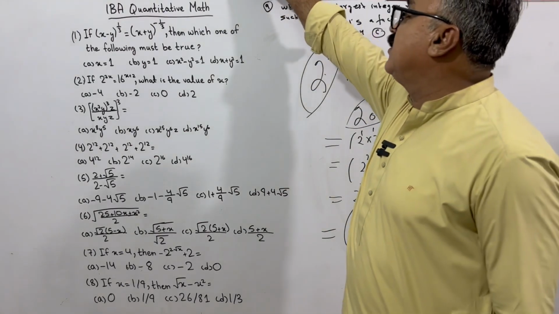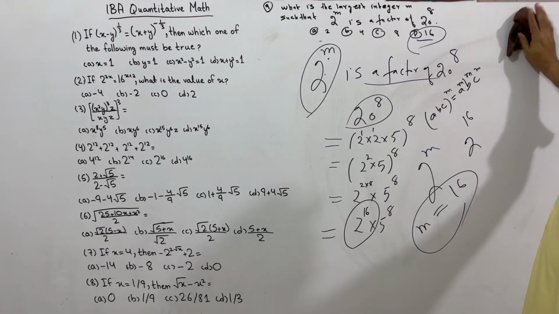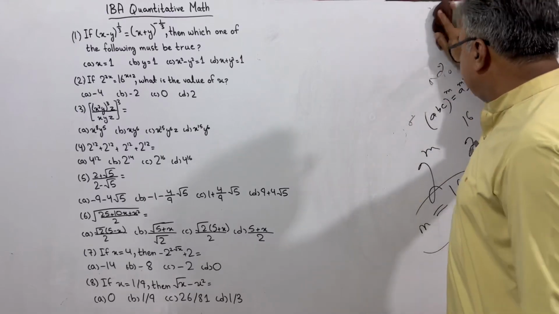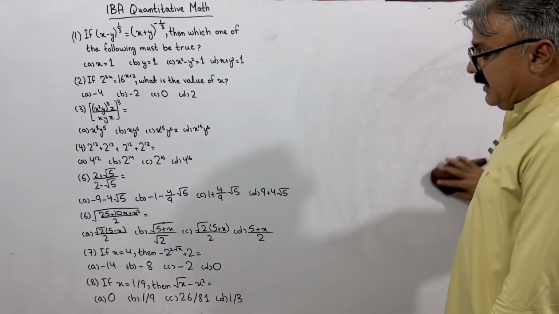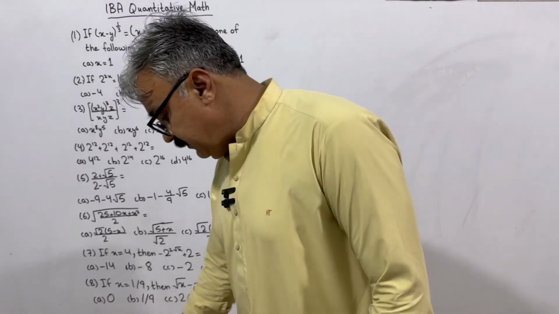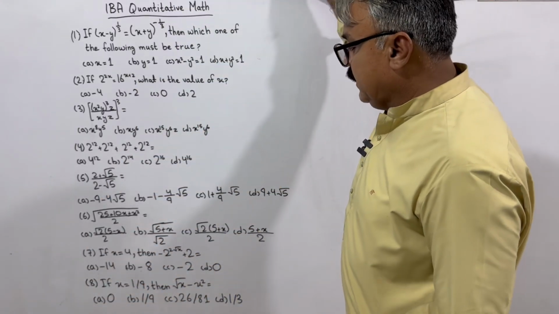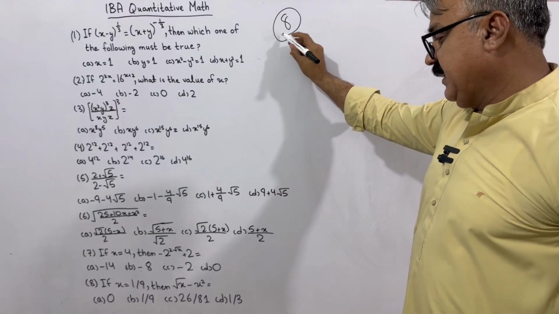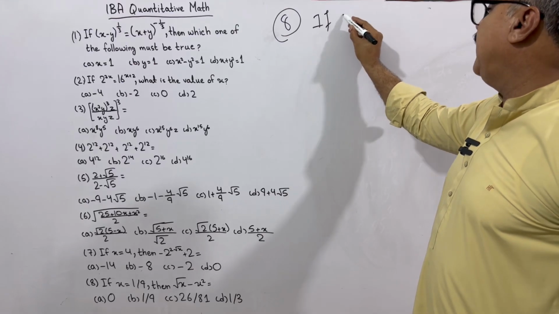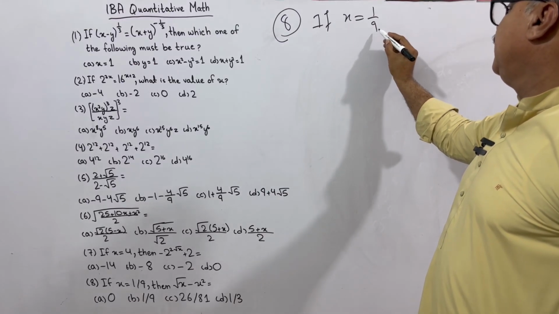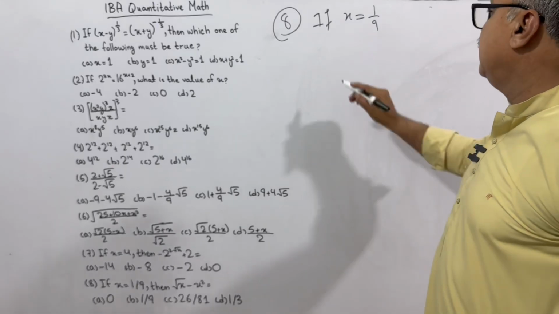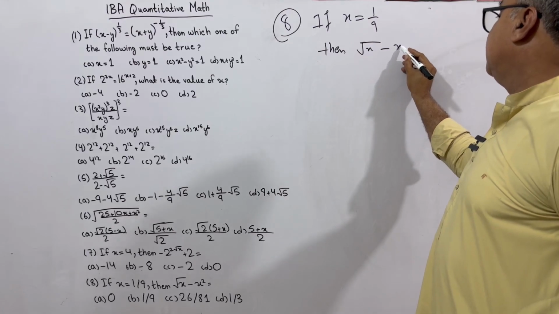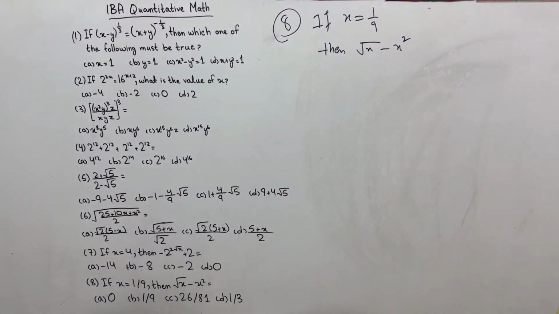We are done with this question. Question number 9 was done; we have started in reverse fashion, in retrospective fashion, from 10 to 1. Let's see and find out. Our next question is question number 8. Let me write it bigger and clearer for you. If the value of x is 1 over 9, then find the value of root x minus x squared.